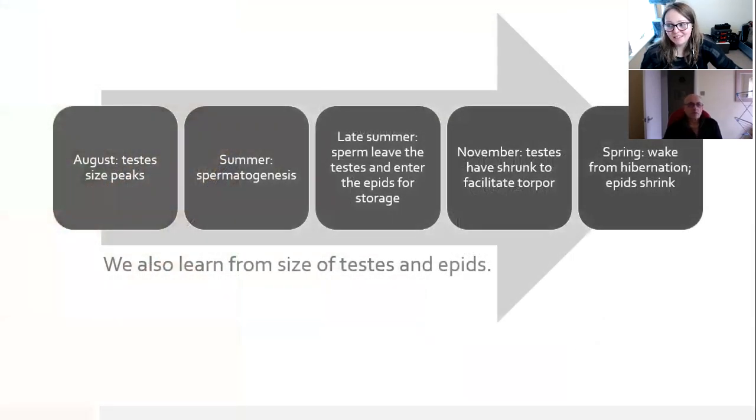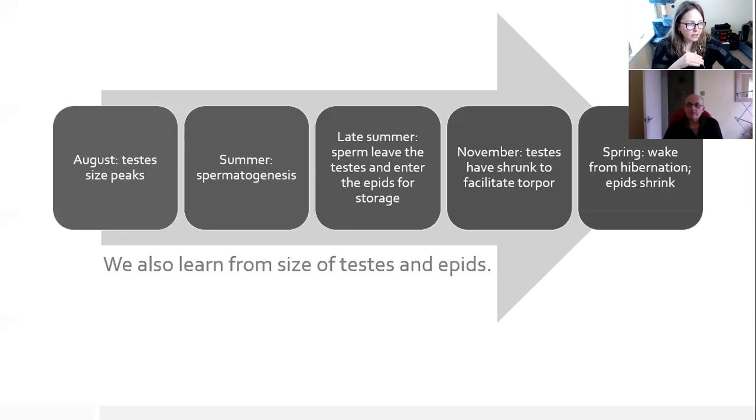And then after swarming, mating happens, and then we all start again. So this is more going into detail on what's going on with the testes and the epids. I'm going to talk a bit more about the terminology in a second, but basically in August, the size of their testes will peak. And this is obviously because they are creating all of their sperm then.